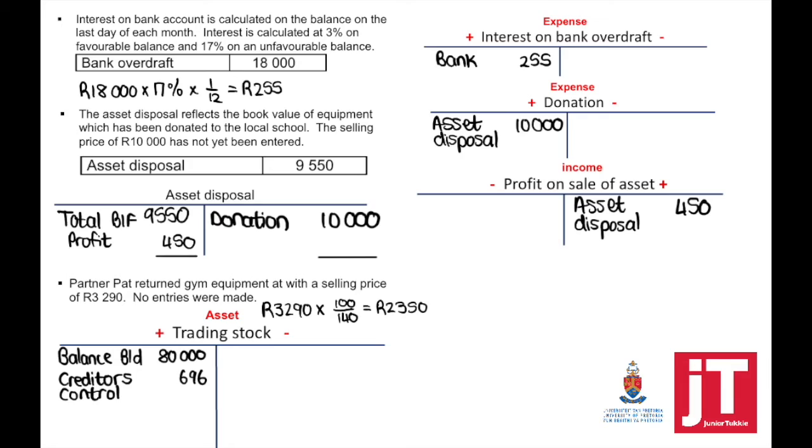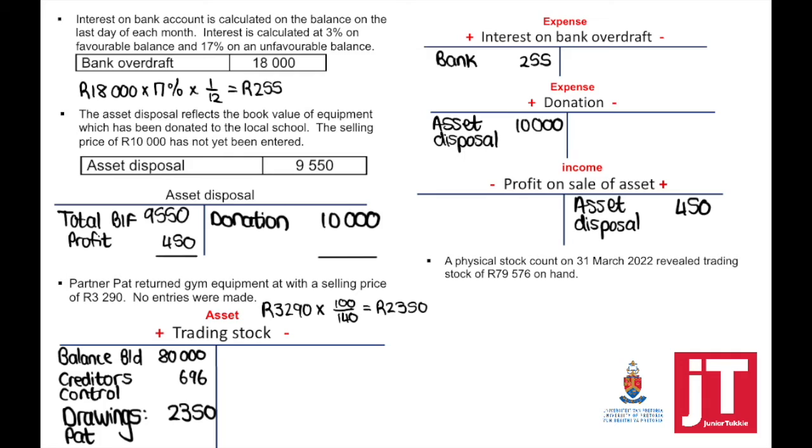If the partner returned trading stock, it's always at cost. And now they've provided us with the selling price, which means we first need to calculate the cost. The markup percentage was 40%. This means 100 divided by 140 equals the cost. Drawings would be credited, account debited, trading stock, because the partner returned the trading stock. It means we got it back.